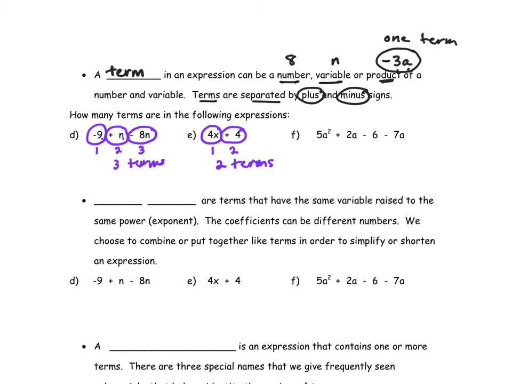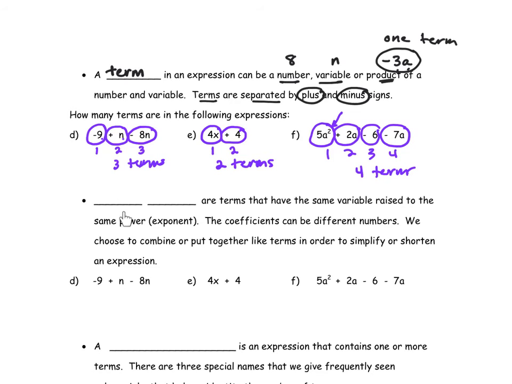If you said 4 terms, you are correct. There's 5a squared. It's okay to have an exponent. There is plus 2a. There is -6. And there is 7a. So 1, 2, 3, 4, 4 terms all together.